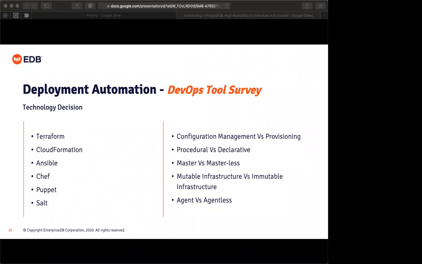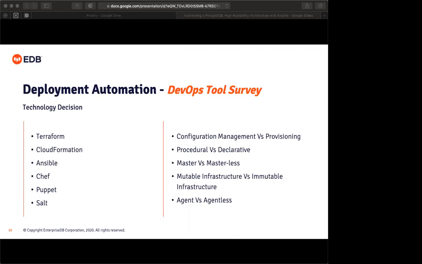Mutable versus immutable. Again, this is another topic which you would like to consider, where you would really want to maintain the state of the machine, or do you want to simply provision the systems or deploy the architecture and make it available for your user and maybe tear it down after the use, right?